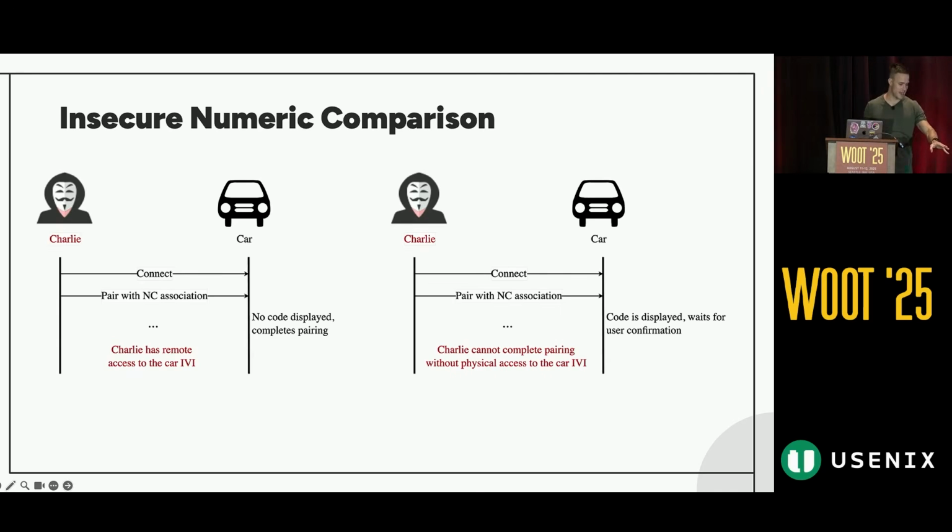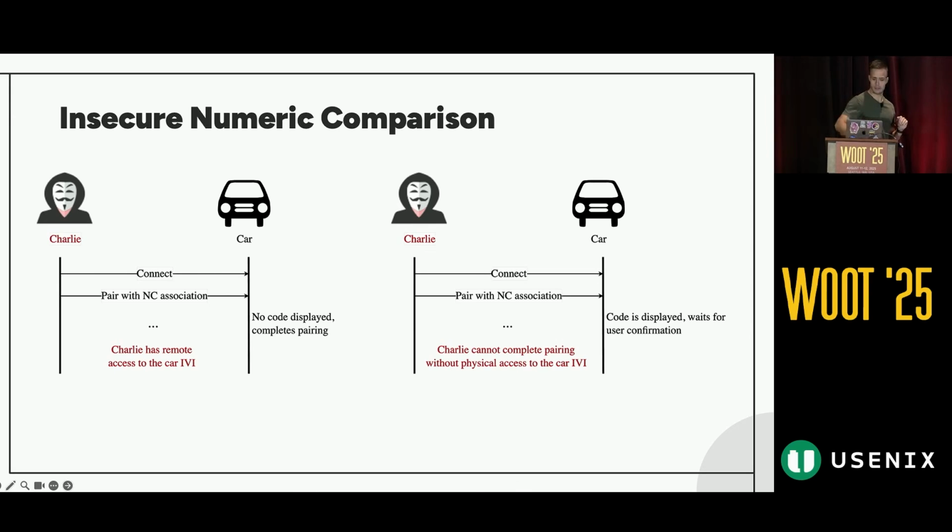So the normal behavior, obviously, would be the right one, where the code is displayed, and you wait for user confirmation. So an attacker cannot complete pairing without physical access to the car, because he needs to press OK inside the car. While now, in the case of insecure numeric comparison, Charlie can just connect, like if there was no authentication at all.